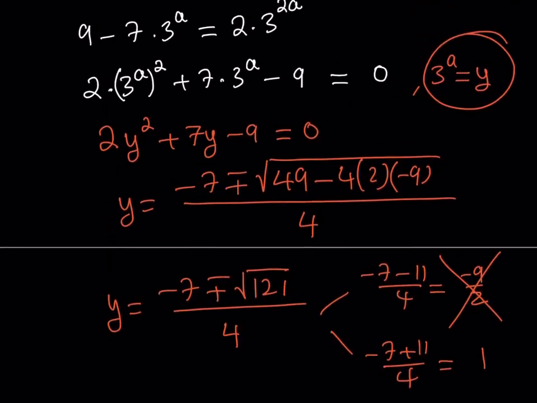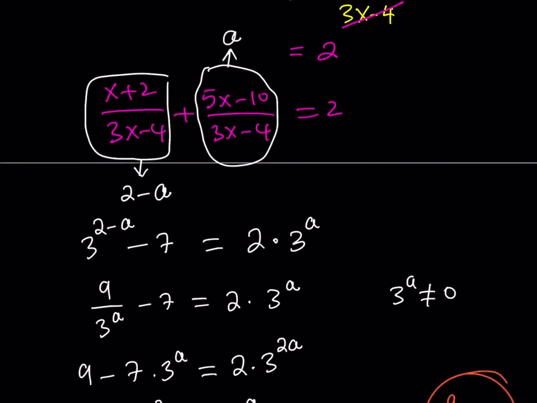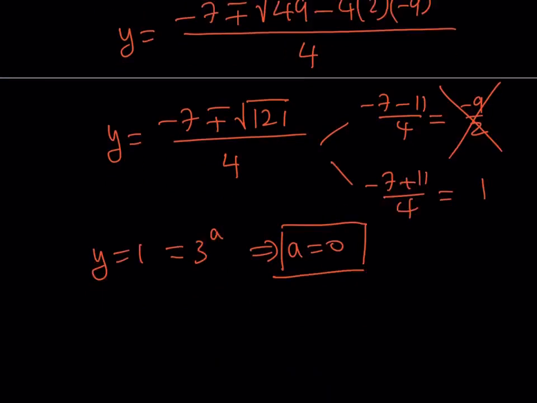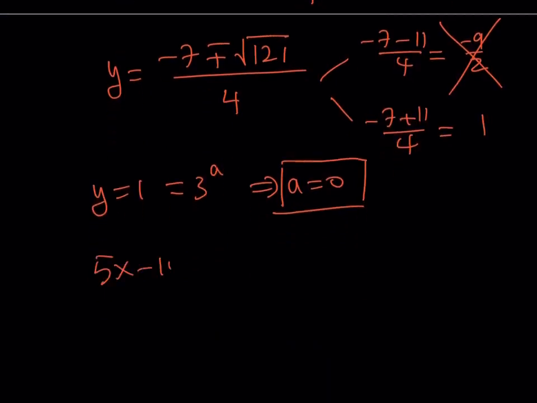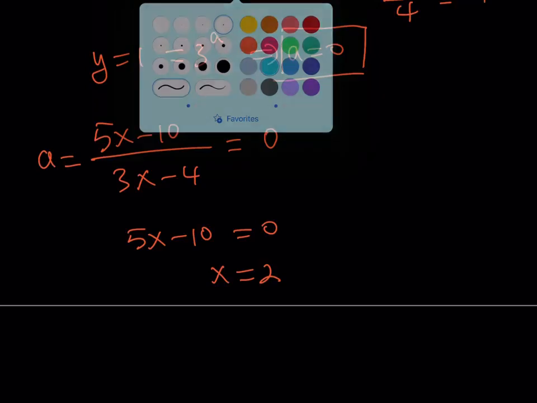But anyways, y equals 1 is valid, right? And that is equal to 3 to the power a. From here, we get a equals 0 because 3 to the power 0 is 1. But that's not the answer because we're looking for what? We're looking for x. And what did we call a? 5x minus 10 divided by 3x minus 4 is equal to a. And we know that a is equal to 0. Which means 5x minus 10 is equal to 0, obviously, because the denominator cannot be 0, but the numerator must be 0, and x equals 2 is going to be the only solution to this problem.